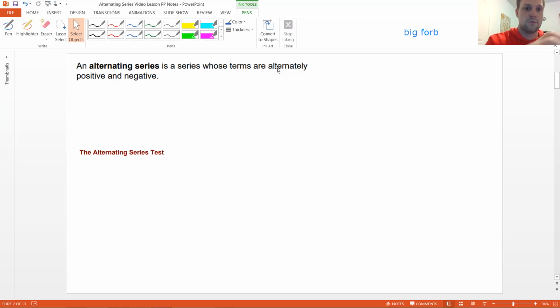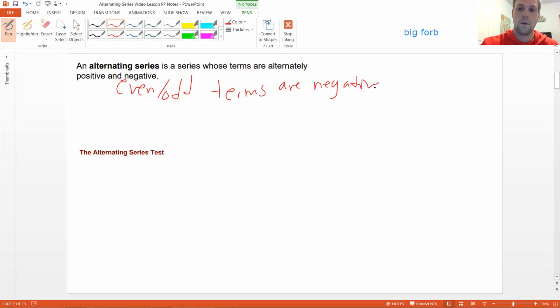Either the even or the odd terms are negative. And your ID here that you can easily tell if something's alternating is, remember, it's going to be -1 to some power, like n, or -1 to the n - 1, or n + 1, something like that.